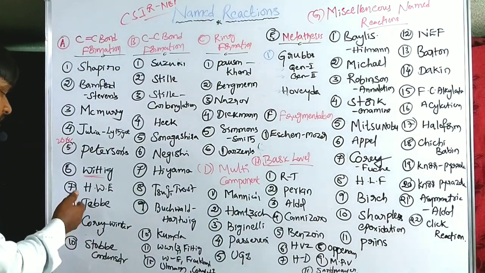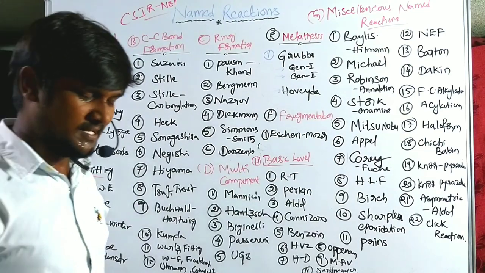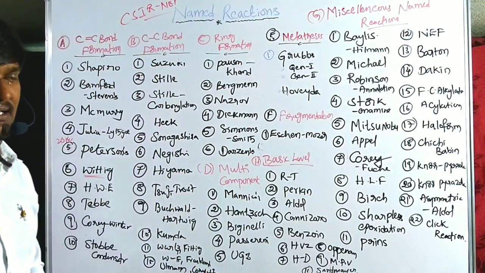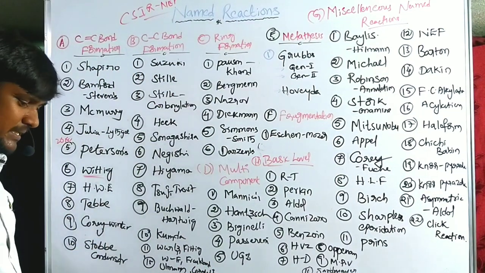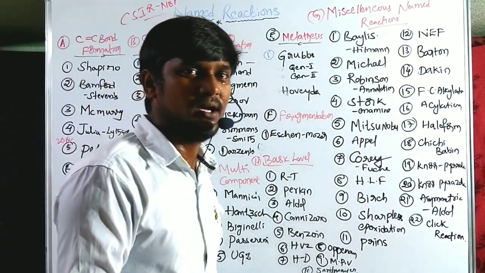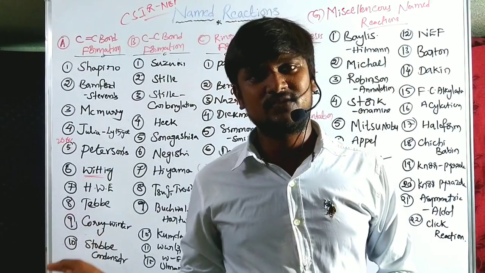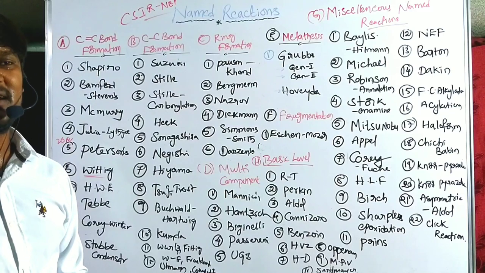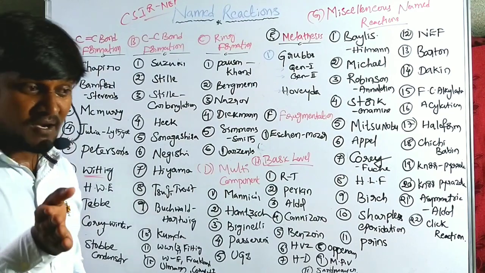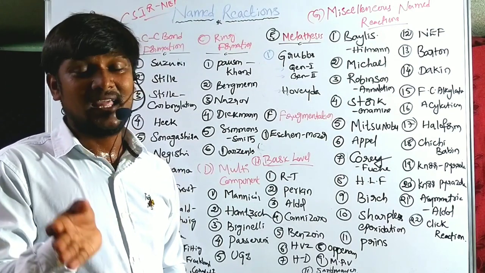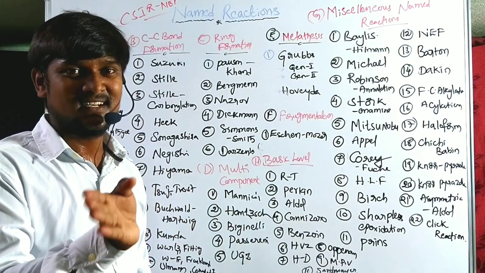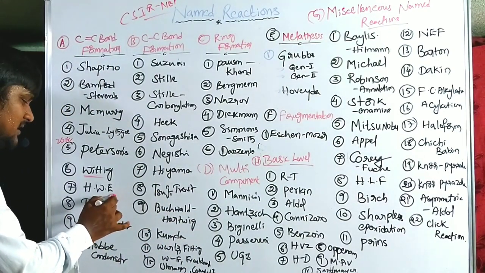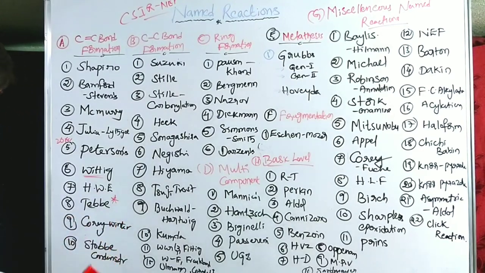Now the next one is the Horner-Wadsworth-Emmons reaction, which also forms double bonds. Now the Tebbe olefination, Tebbe or Petasis olefination. We have discussed those Tebbe and Petasis olefinations over there only. The best application of Tebbe and Petasis olefination is converting a ketone or ester carbonyl to an olefin, which is a very interesting reaction. Now the Corey-Winter reaction.